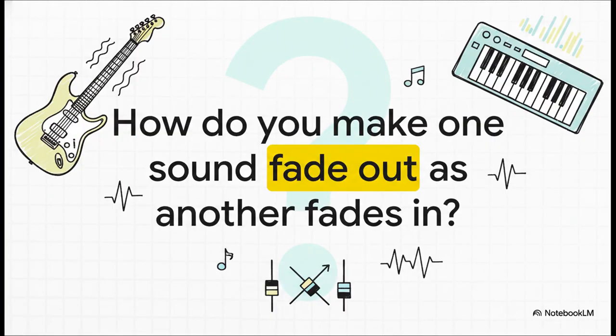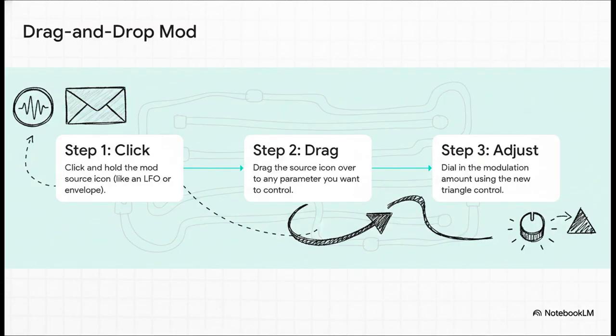So, let's think about a practical example, something you'd actually do in a track. Picture this. You're building up into a huge epic drop. You've got this cool guitar riff playing, but you want it to fade out perfectly as this massive synth lead fades in to take its place. So how do you get that transition to be perfectly smooth and powerful every single time? Well, in a lot of synths, that could be a real headache. But in Avenger, it's ridiculously easy. It's all drag and drop.